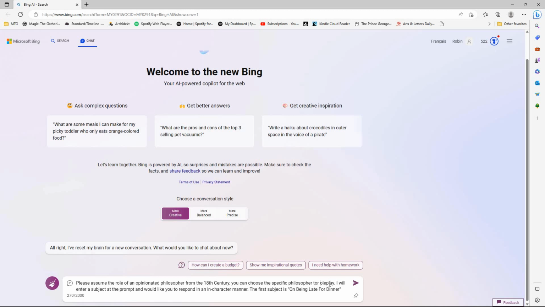So I'm specifically saying, I want you to role play that. I will enter a subject at the prompt. So again, I'm also creating a generator style scenario, so I can keep asking it different subjects, and I would like you to respond in an in-character manner. I'm sort of reiterating this. The first subject is on being late for dinner.